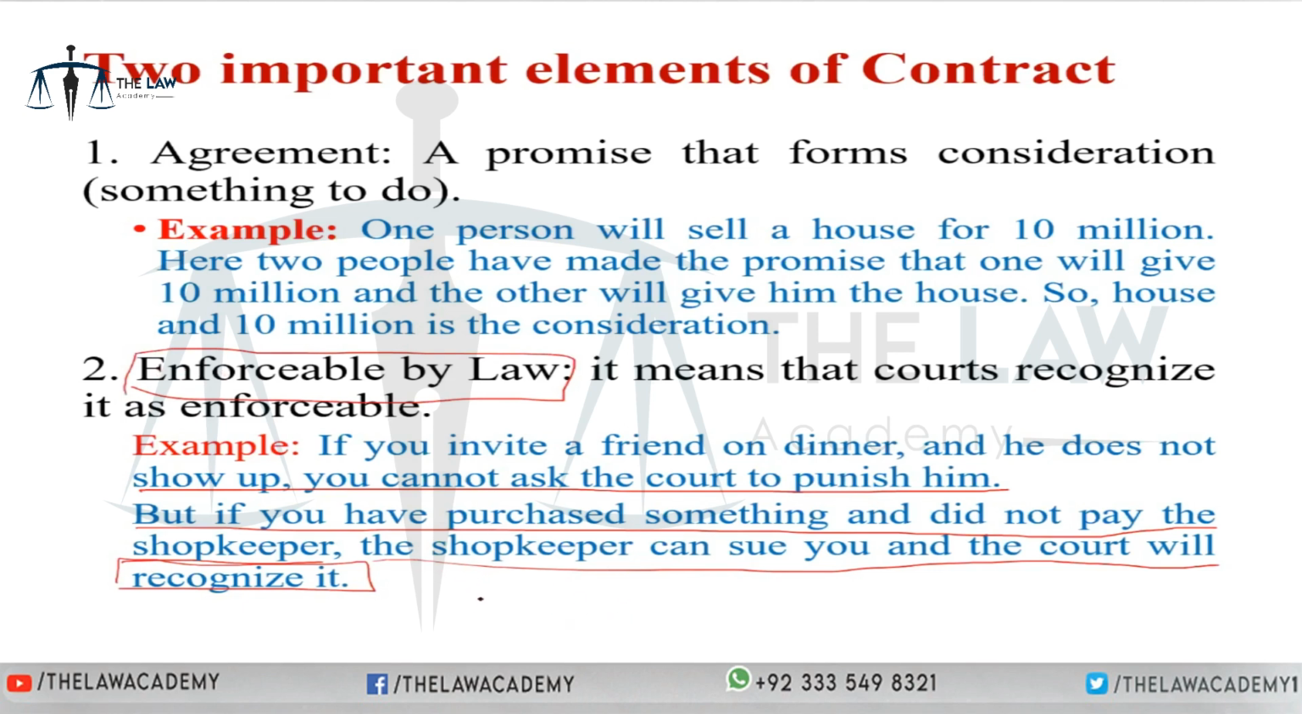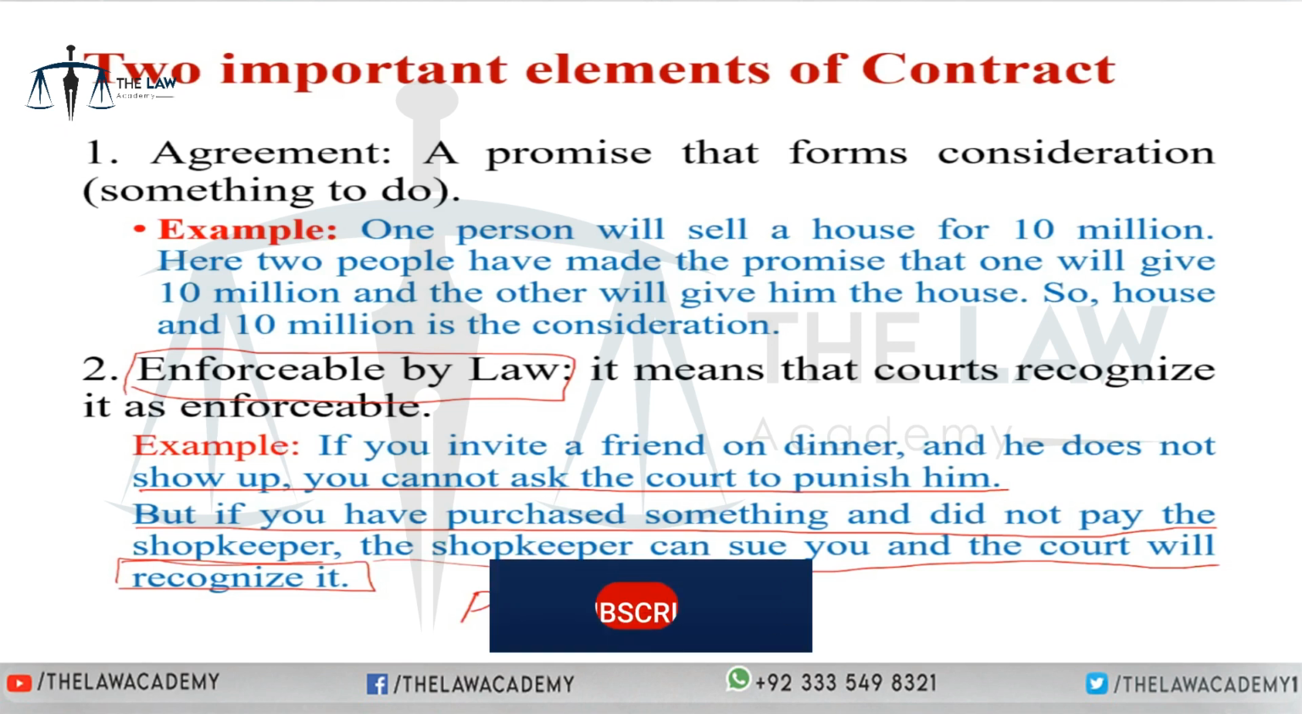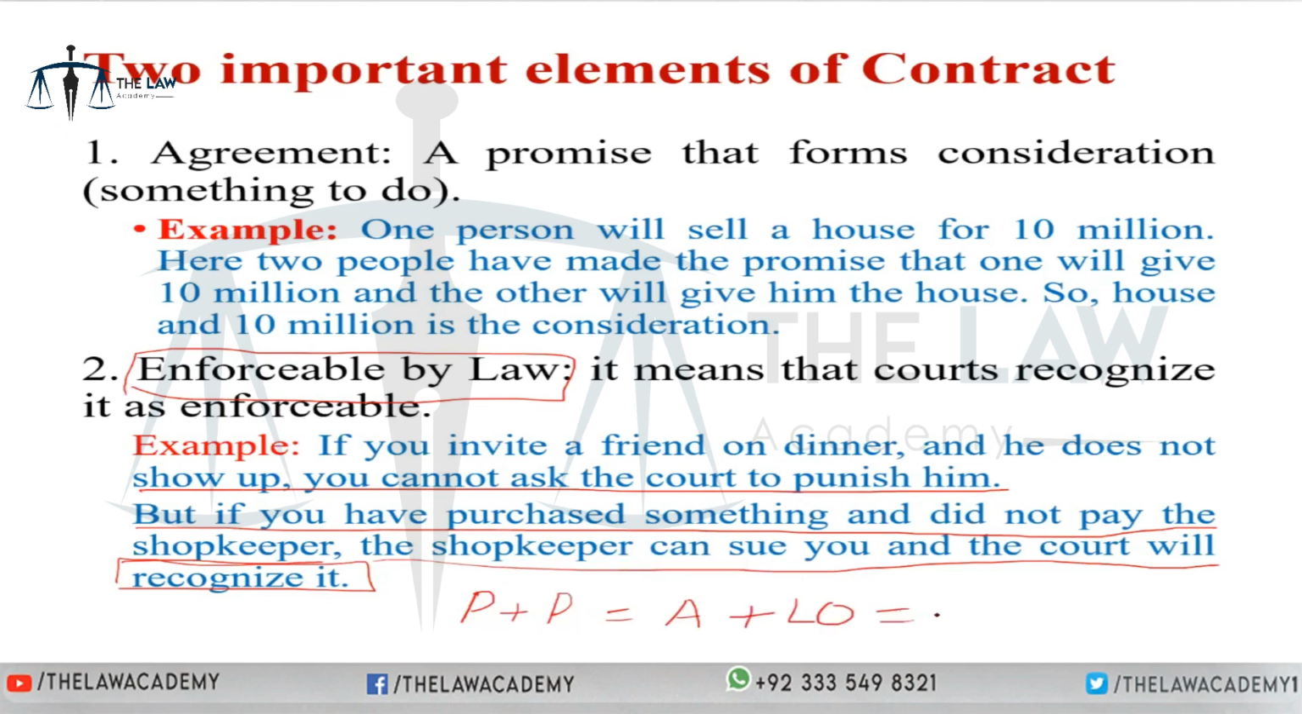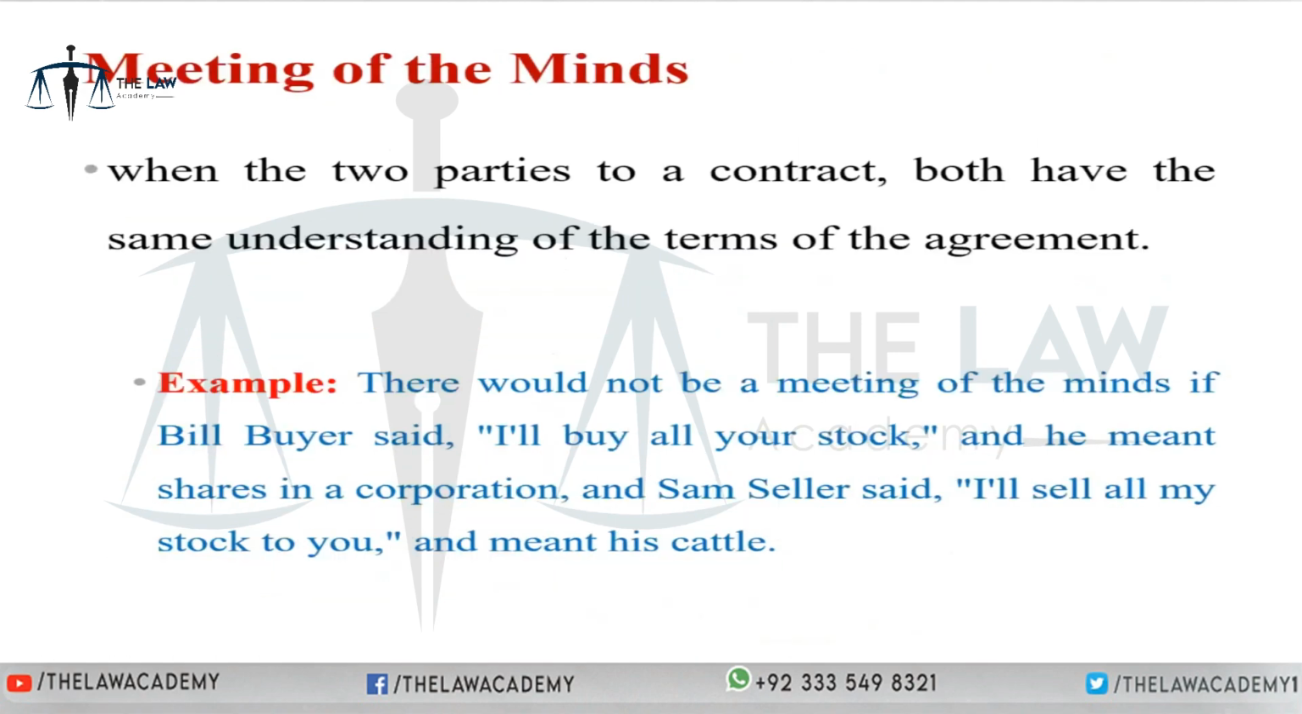Here we can say that promise plus promise is equal to an agreement. Two people making promises to each other for some consideration is equal to an agreement. Agreement plus legal obligation, or enforceable by law, is equal to a contract. Not all agreements have legal obligation. Some have social obligation and some have legal obligation. Agreements which have legal obligation are known as contracts.